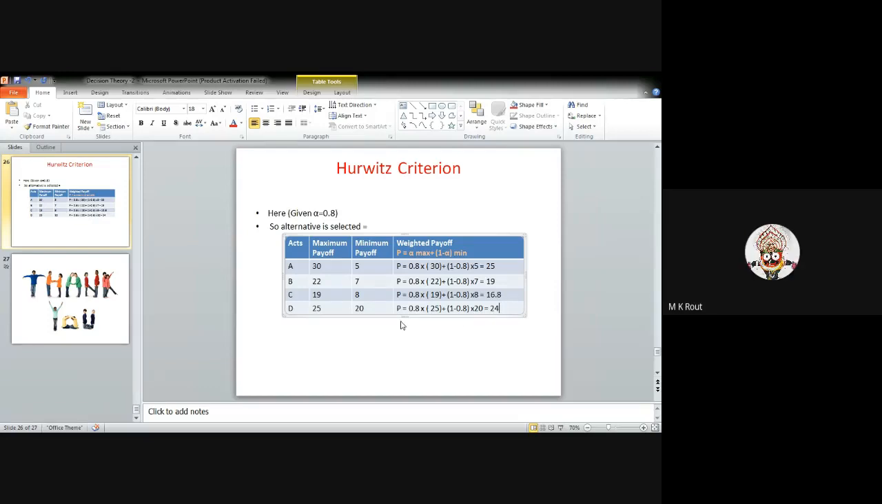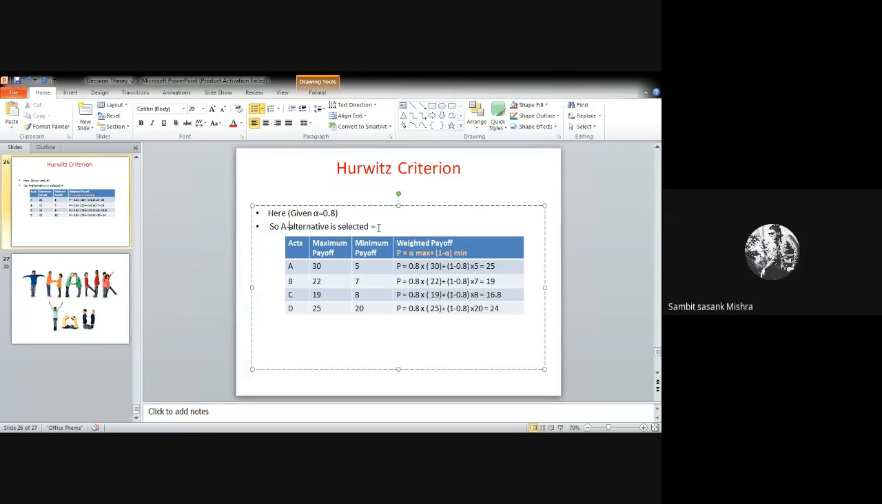So which one has the maximum value? 25. So you can write, the A alternative is selected, and the value is 25. That is your answer.